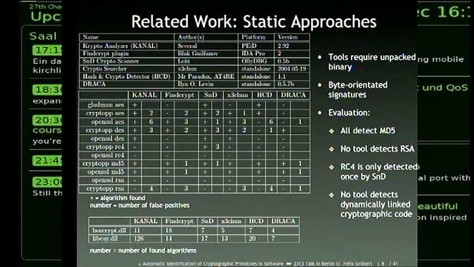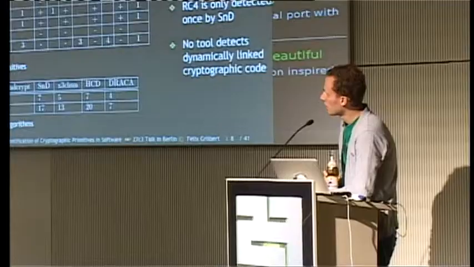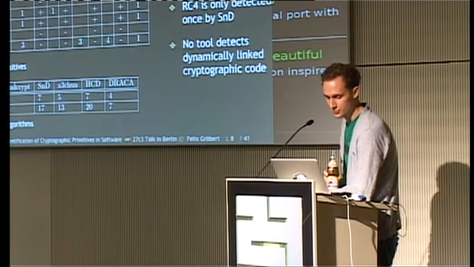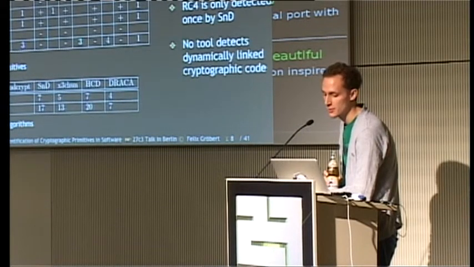One is Crypto Analyzer, which comes with PEiD, a tool to fingerprint packers. The FindCrypt plugin is by the IDA Pro authors, and there is one plugin for OllyDbg. Furthermore, there are 3 standalone tools. In the table below, you see their performance. Plus means that the algorithm was found by the tool. Minus means it was not found. And the number next to it means the number of false positives.